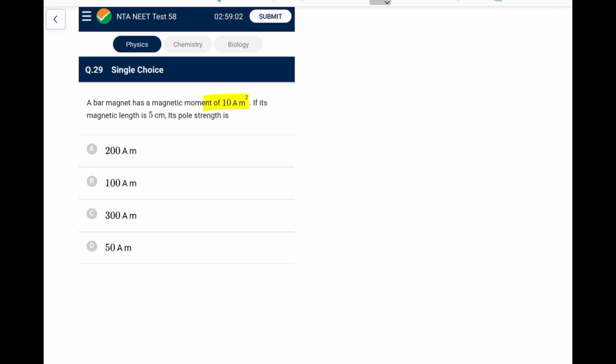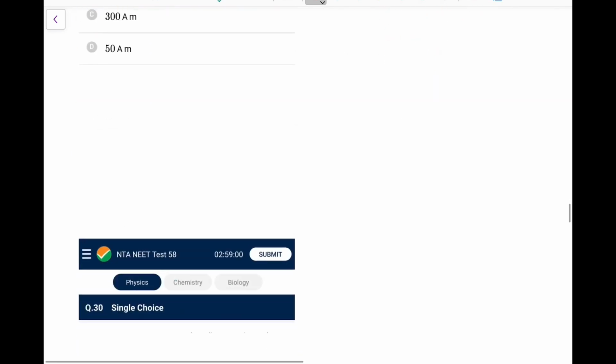Bar magnet has a magnetic moment of this, if its magnetic length is 5, its pole strength is. Simply going by the analogy of the electric dipole, we can say its pole strength, whatever we write it as, small m or p, would be magnetic moment upon L. So the magnetic moment is 10, and this is 5 into 10 to the power minus 2. So it is 1000 by 5, which comes out as 200 ampere meter. Go by this.